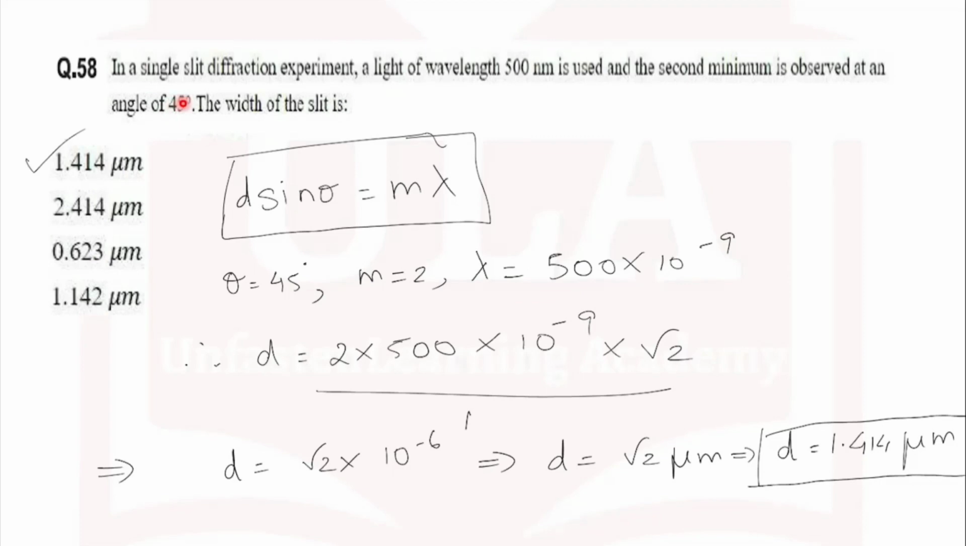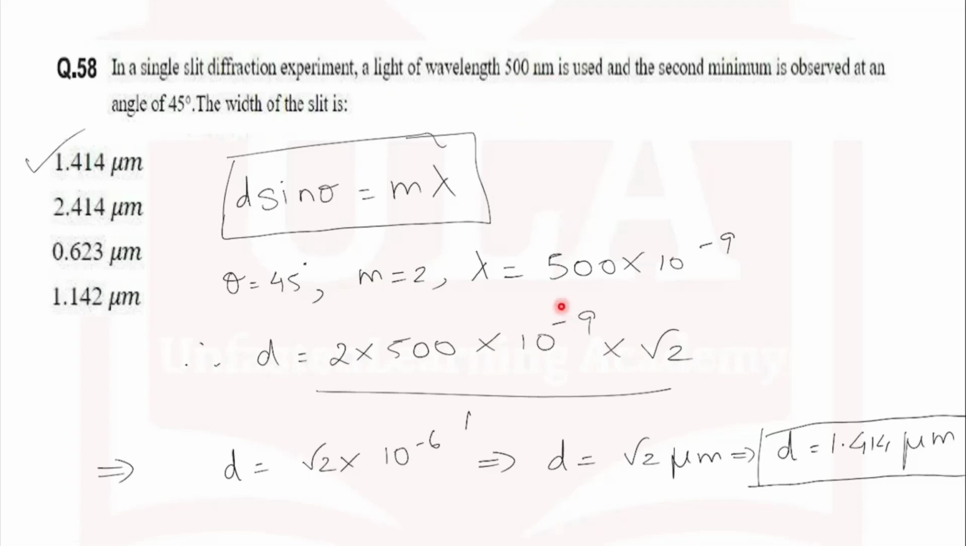Next, in a single slit diffraction experiment, a light of wavelength 500 nm is used and the second minimum is observed at an angle of 45 degrees. The width of the slit is. So for this we have one formula, d sin theta is equal to m into lambda. Where d is nothing but the width of the slit and m is the order. Okay. So all the data is given already, like theta is given as 45 degrees, m is given as second minimum, so m is equal to 2, and lambda is given in nanometer.